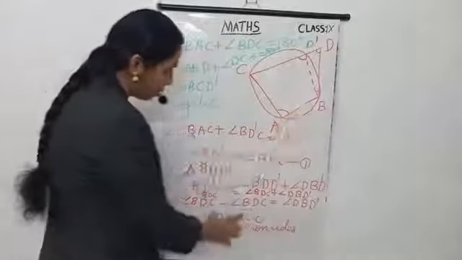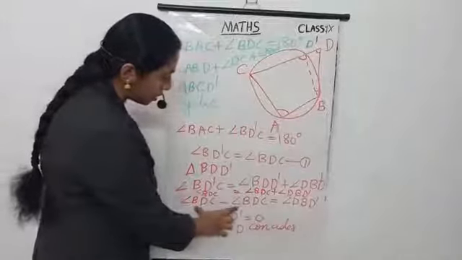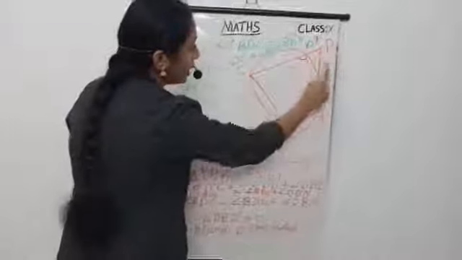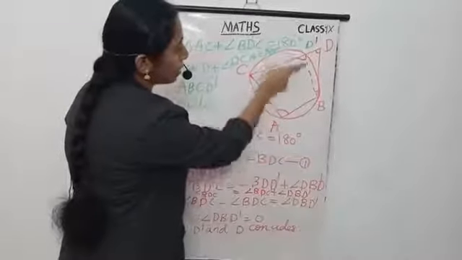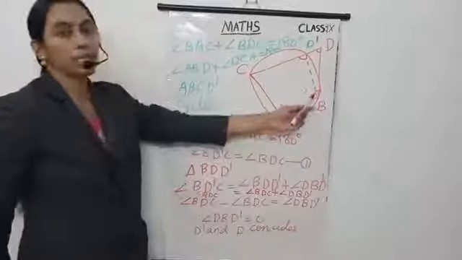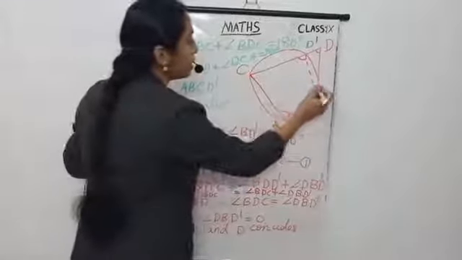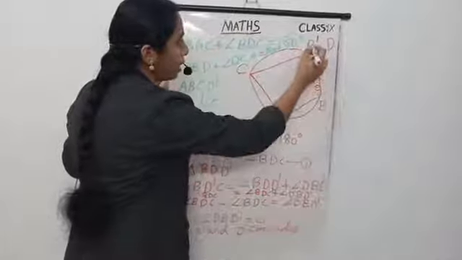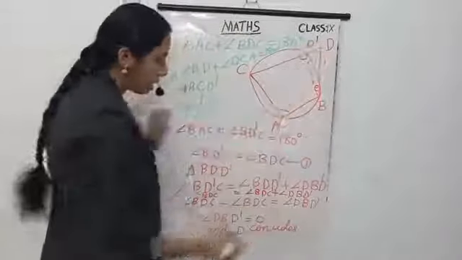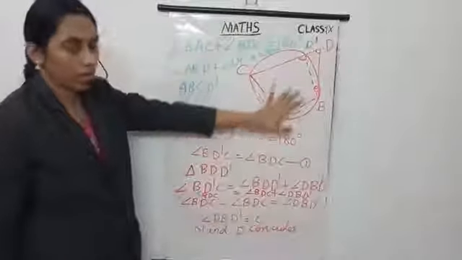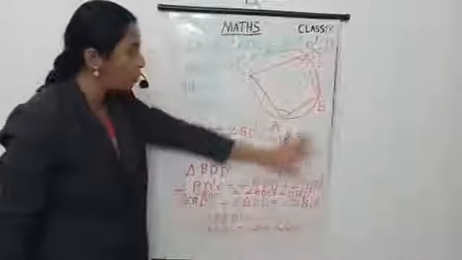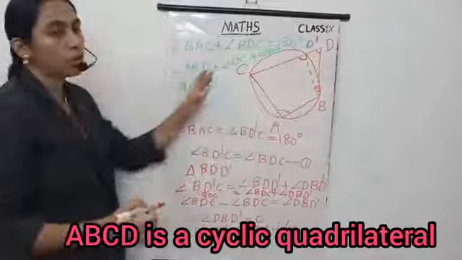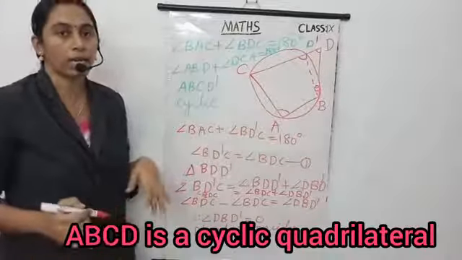That means subtracting this, we get 0. That means angle DBD dash, that is this angle, is 0. Zero means this line segment coincides here. BD and BD dash are one line segment. That is, D dash and D coincide. So this point is on the circle. So ABCD is a cyclic quadrilateral.